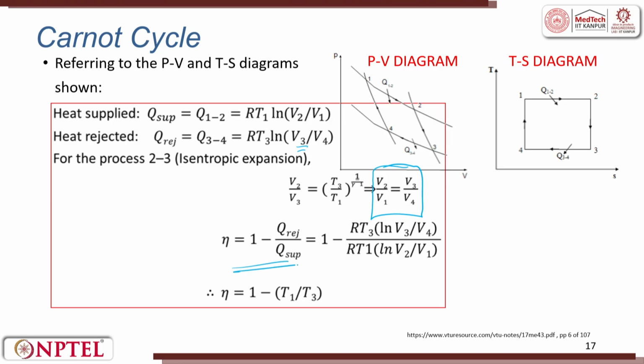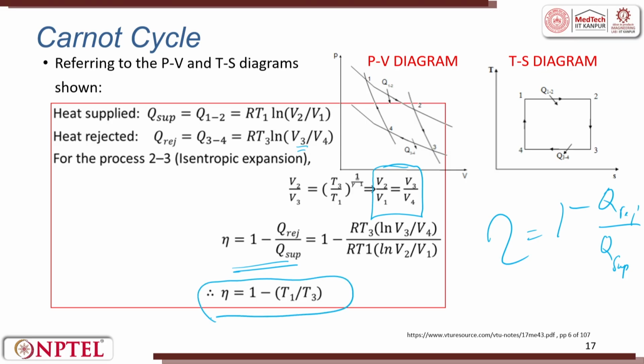The efficiency can be calculated as efficiency is equal to 1 minus Q reject by Q supply. Q reject is here, Q supply is here. So, you solve this equation and finally, what you get is efficiency eta is equal to 1 minus T1 by T3. For the process 2 to 3, V2 by V3 equals T3 by T1 to the power 1 by gamma minus 1. So, this implies that V2 by V1 is equal to V3 by V4.